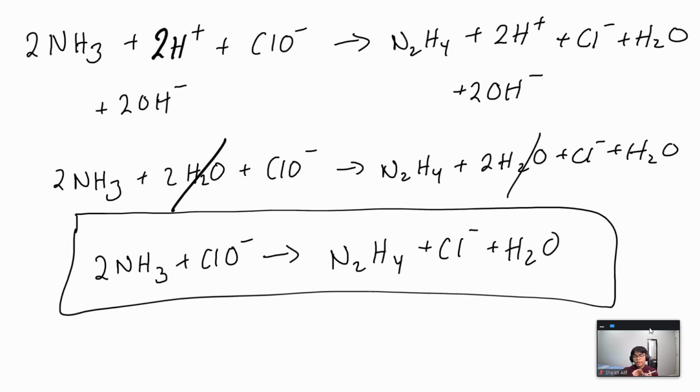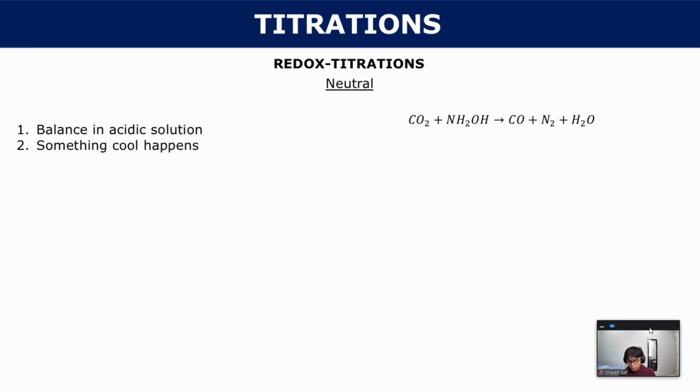So again, very similar to acidic, but in this case, in basic solutions, you can't have H plus ions just being liberated. So you need to cancel them out using OH minus ions. All right, so we have one more type. We have neutral. And neutral is very similar to acidic solutions. So when you balance them in an acidic solution, something cool happens. So let's just do that really quickly.